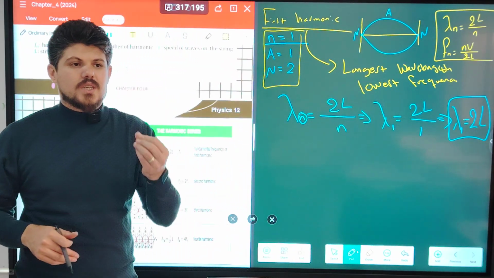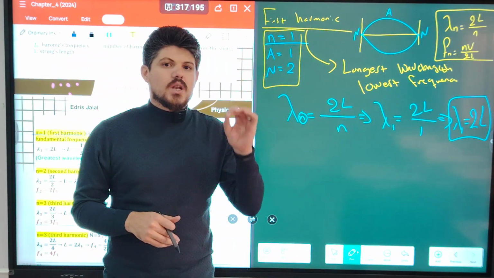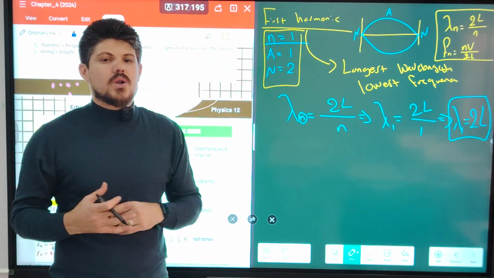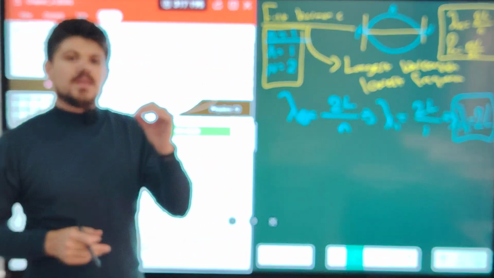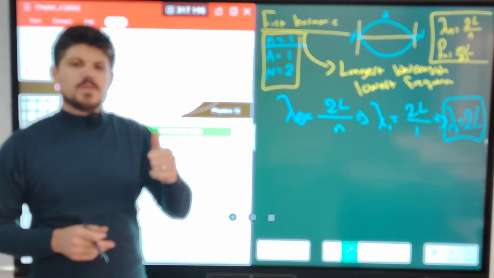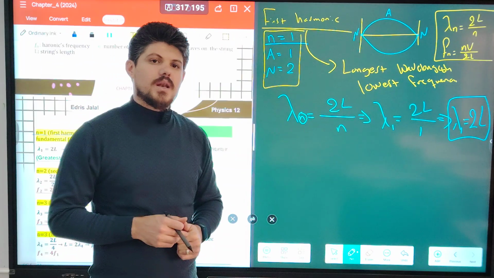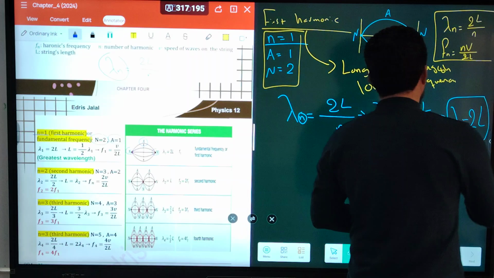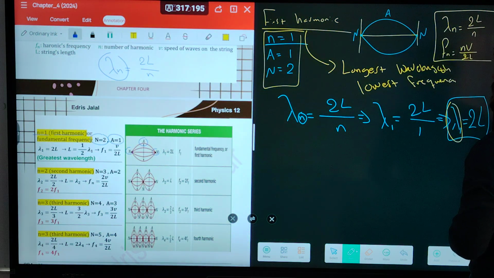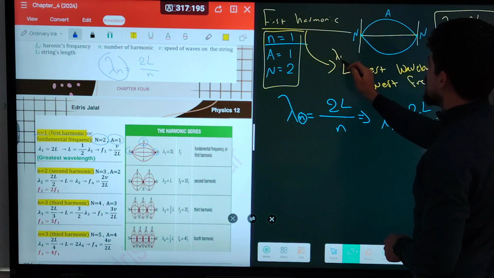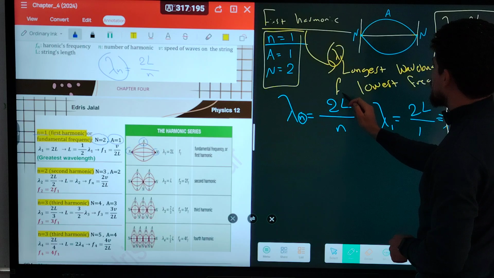What about if the question asks us to find the longest wavelength? What do you mean by longest wavelength? It means that the wavelength of the fundamental frequency. Wavelength number 1. Lambda 1. What do you mean by lambda 1? Longest wavelength. Lambda 1 is what? Longest wavelength. What about lowest frequency?